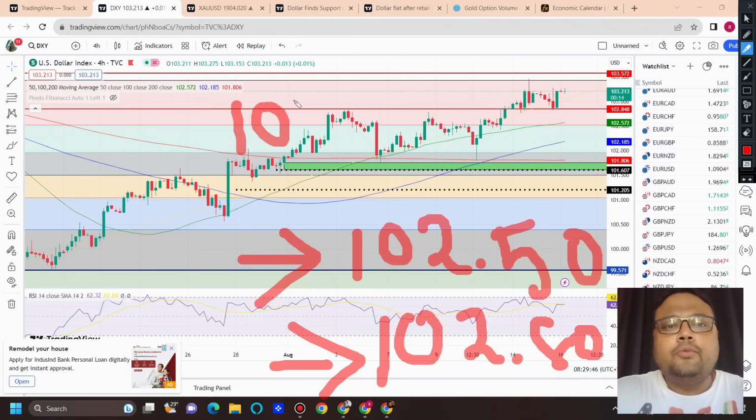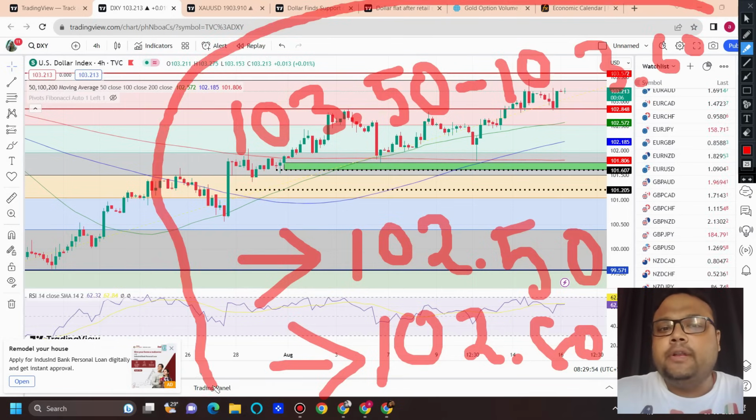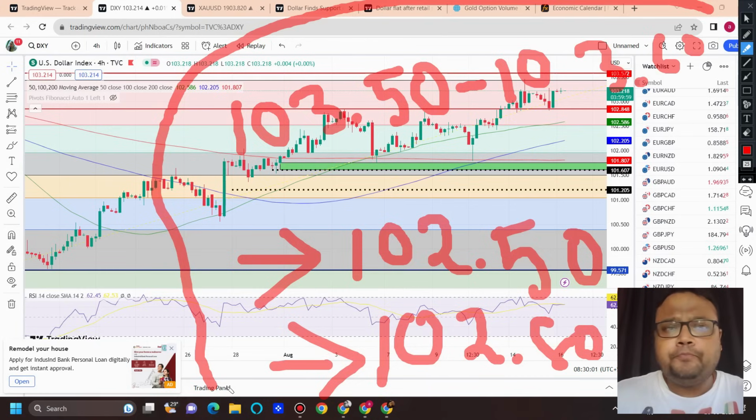And at the top we have 103.50 to 103.60. This is the range of DXY right now, and hopefully DXY will be inside this range only before FOMC. So you can expect a sideways or choppy market before the FOMC, because before any big event we don't get to see much volatility. The market prefers to stay silent.